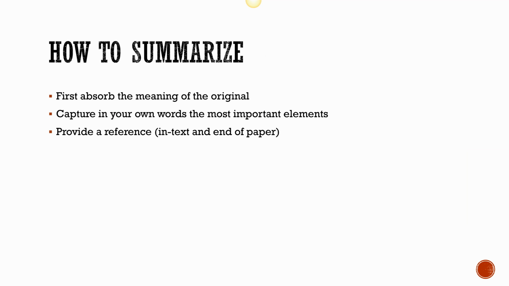In order to summarize, first make sure you understand the meaning of the original passage. That's very important. You can't summarize if you don't understand what you're talking about. Then take the most important elements and capture their meaning in your own words. Finally, because you're using someone else's idea, provide a reference both in text and at the end of the paper.